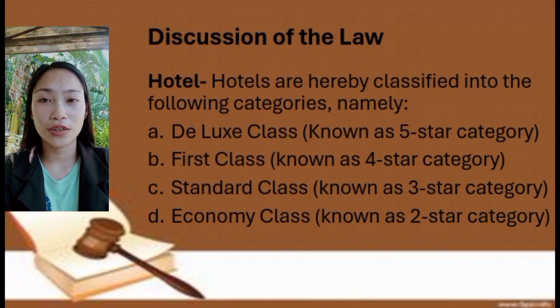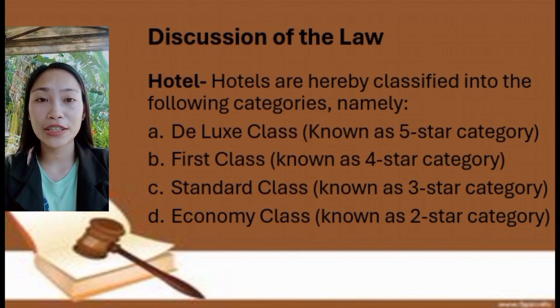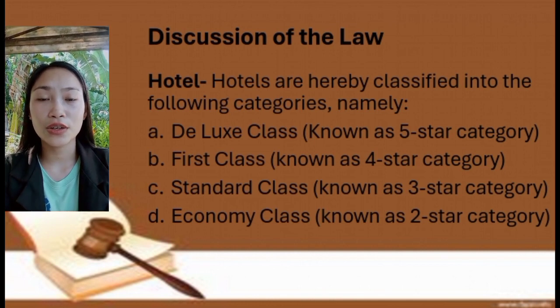Discussion of the law. So first we have hotels. Hotels are hereby classified into the following categories, namely: deluxe class, known as 5-star category; second, first class, known as 4-star category; third, standard class, known as 3-star category; and the last is economy class, known as 2-star category.